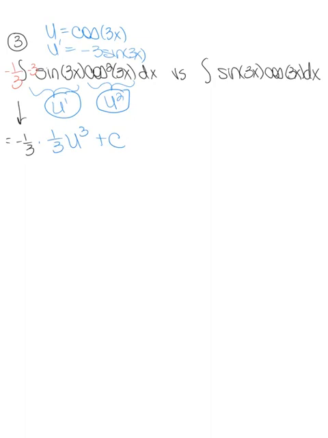And so then I can just combine those things in the front. Negative 1/3 times 1/3 is going to give me a 1/9, and put back in my u. So I get 1/9 the cosine cubed of 3x plus c. That's one of the reasons that you will always see me put the u's and the u primes underneath, so that you can actually see what it is you are integrating.